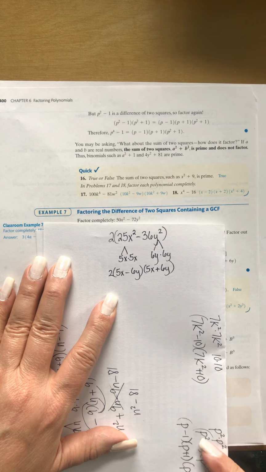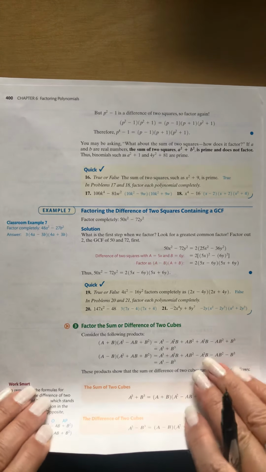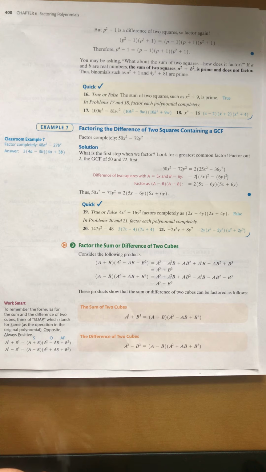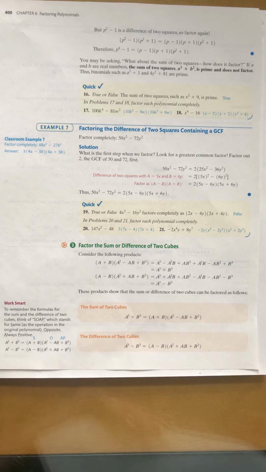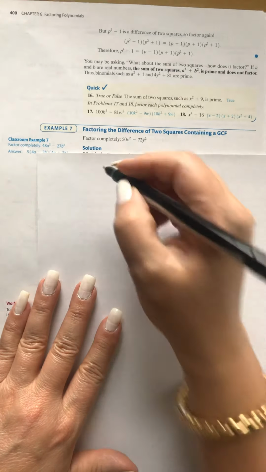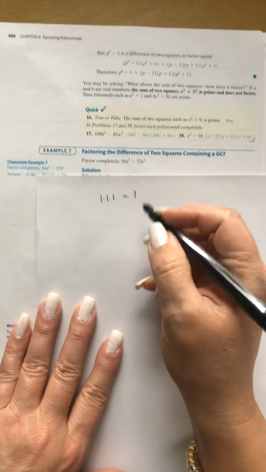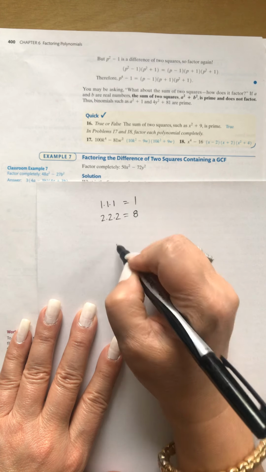Okay, last one, last type of factoring. These are a little tricky, but you just have to practice them. This is how to factor the sum or difference of two perfect cubes. Now, what is a perfect cube? A cube is a number like 1 times 1 times 1 is 1. 1's a perfect cube. 2 times 2 times 2 is 8. 8's a perfect cube.